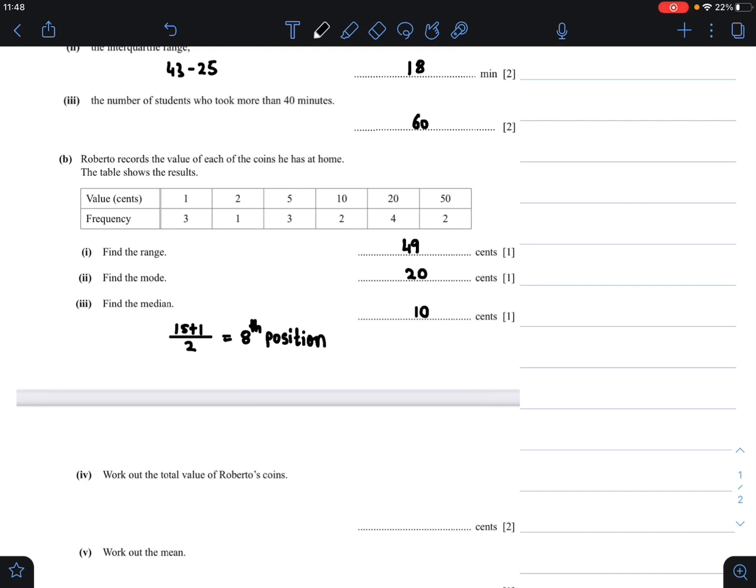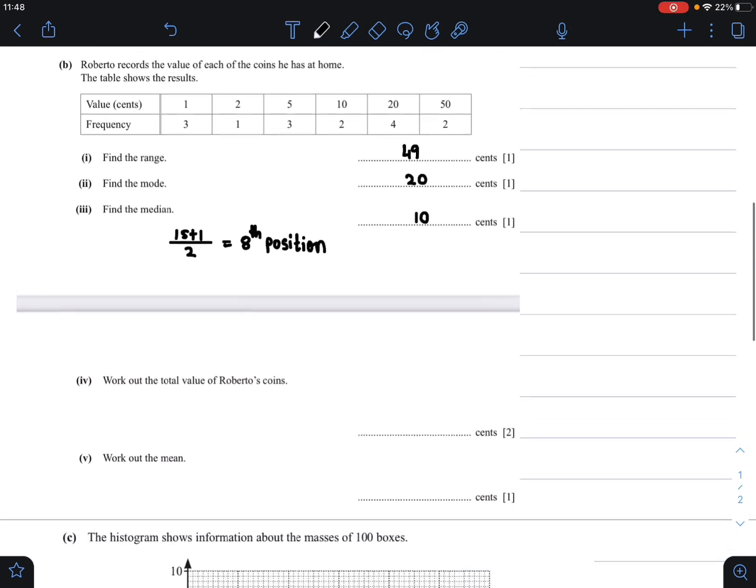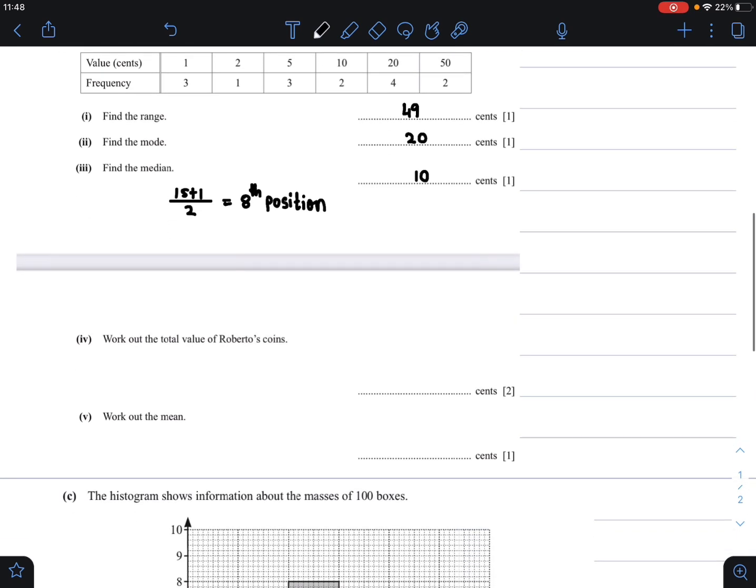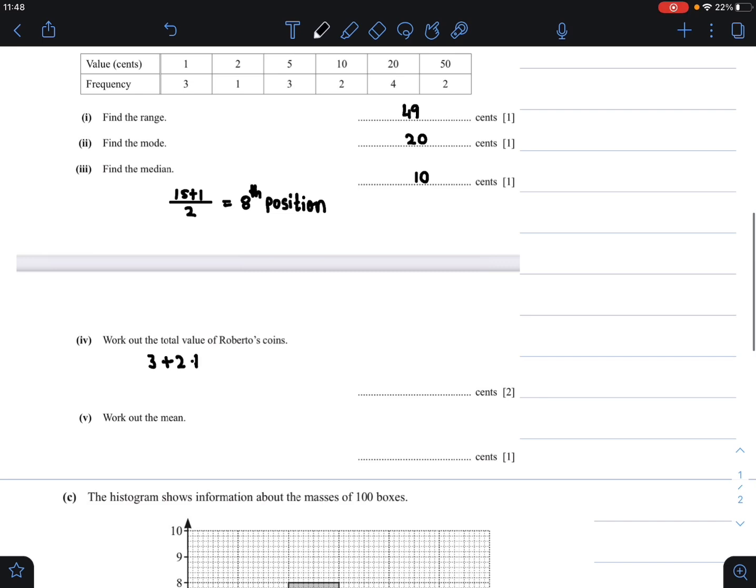Now let's move to part B4, where they are asking us to work out the total value of Robert's coins. So all you need to do is multiply the value by the frequency. So 1 multiplied by 3 plus, and take the sum of it. So 2 multiplied by 1 is 2, 5 multiplied by 1 is 5 multiplied by 3 is 15, plus 10 multiplied by 2, which is 20, plus 20 multiplied by 4, which is 80, plus 50 multiplied by 2, which is 100. And now you simply take the sum of all these numbers.